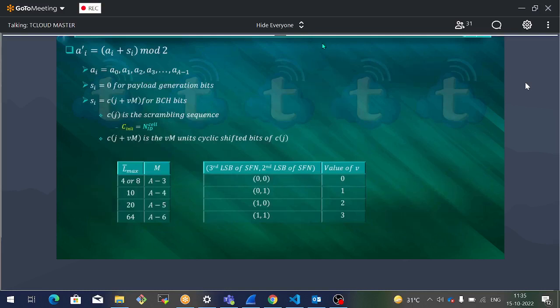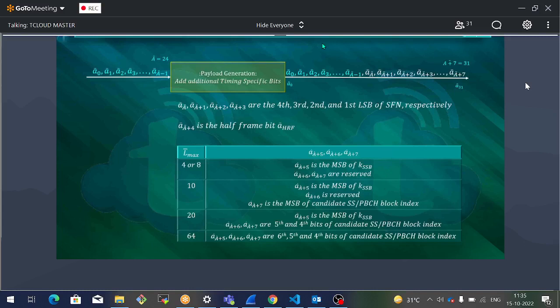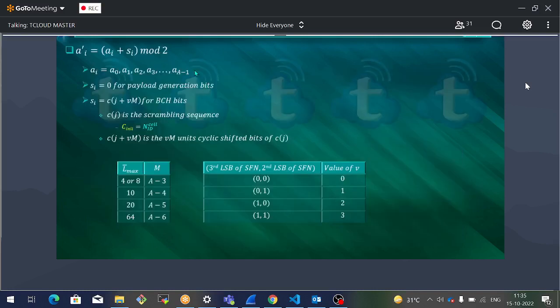Okay, now we know what data is added. So it is adding frame number related details, which half frame it is in, and it is adding the MSB of KSSB. That's the most important detail from our 30 kilohertz point of view, our RIL band point of view. Okay. What kind of scrambling will it do?